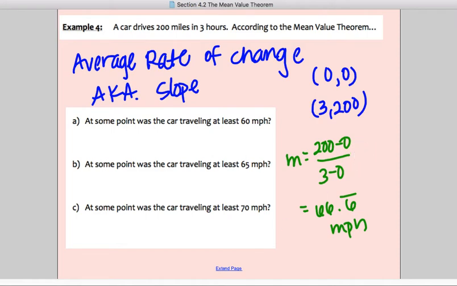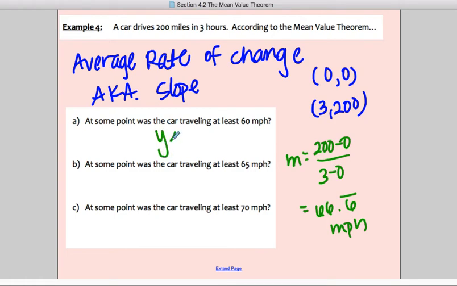So basically what this tells us is if you leave your house and you instantly started driving one speed for the next 3 hours and you stayed driving that speed the entire time, you were driving 66.6 repeating miles per hour. However, that's not practical, but that was your average rate of change. Okay. So what this asks is, at some point in the instant, was there an instant, so tangent line, was there a time you were traveling at least 60 miles per hour?